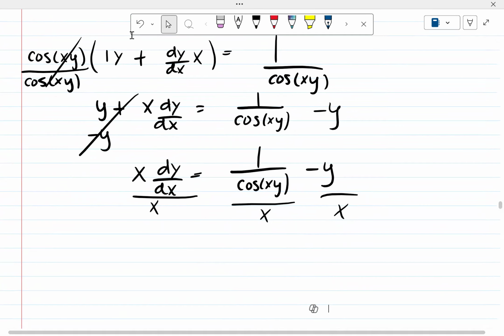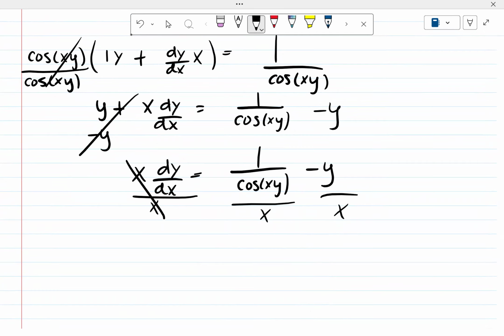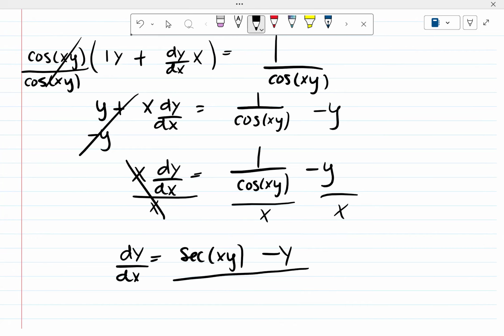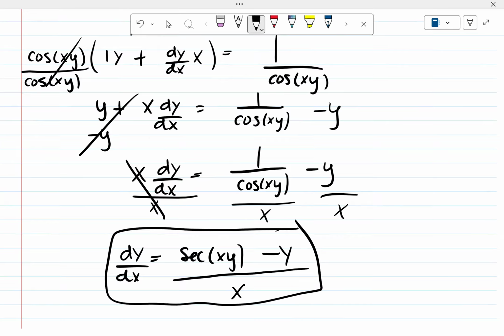So when you put it all together, this cancels. This is a complex fraction, and somehow that becomes a secant of xy. So when you put it all together, you get dy dx equals the secant of xy minus y all over x. Is your final answer. Next one, 17.